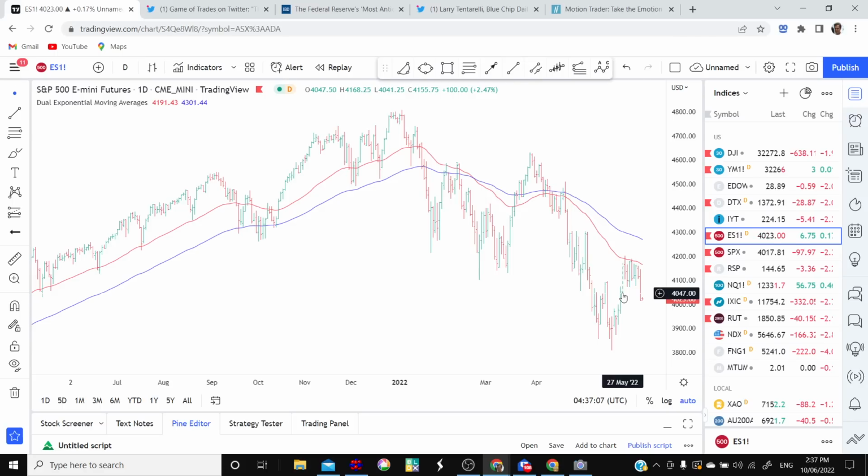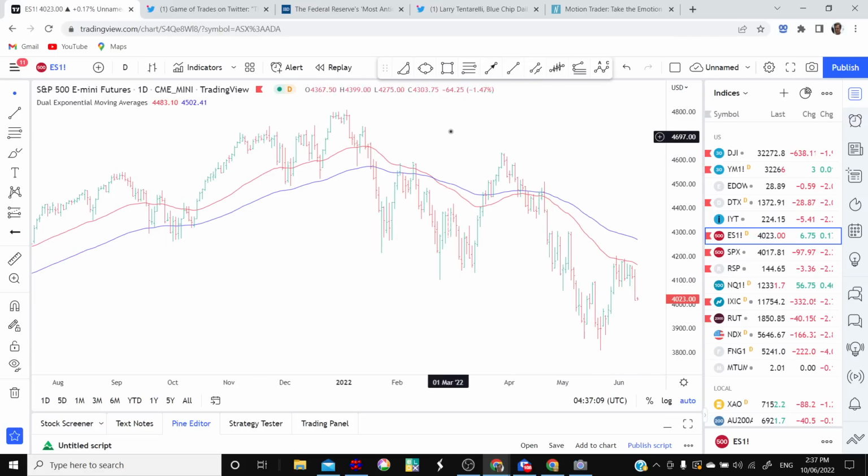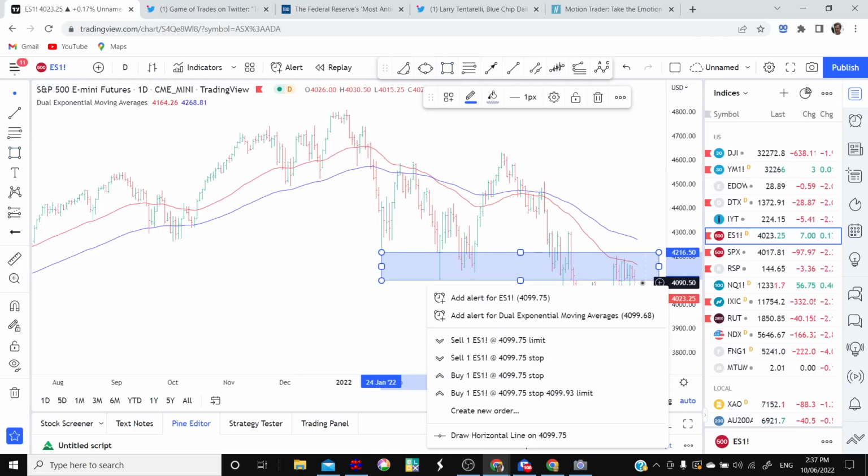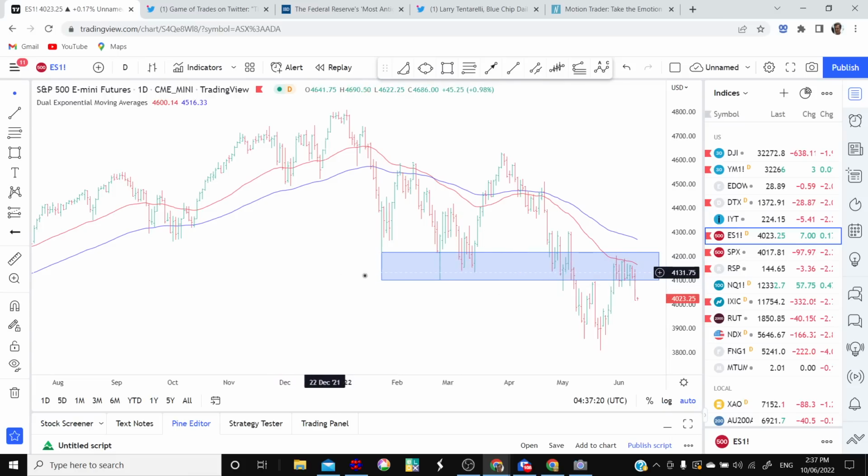Now let's draw in some levels on this chart. The first one to draw in is this resistance band through here from around 4,100 to 4,200. And that's capped the market's rebound so far. So far, that's contained the rally we've had off this May low. And we've actually had a pullback on Thursday in the US.